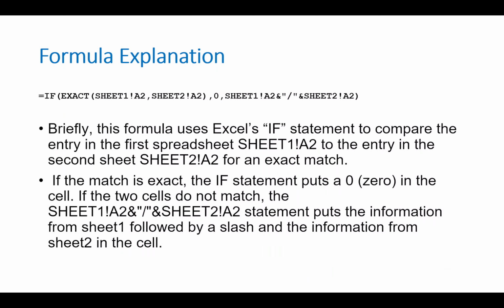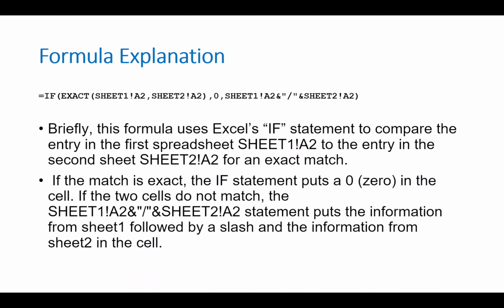Here's a quick explanation of this formula. Briefly, the formula uses Excel's if statement to compare the entry from the first spreadsheet to the entry in the second spreadsheet for an exact match. If the match is exact, the if statement puts a 0 in the resulting cell.